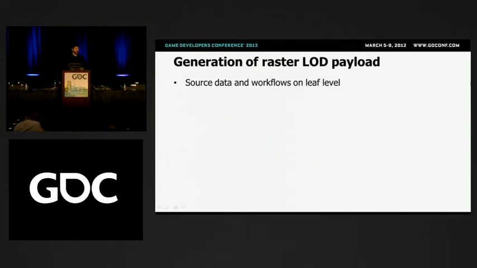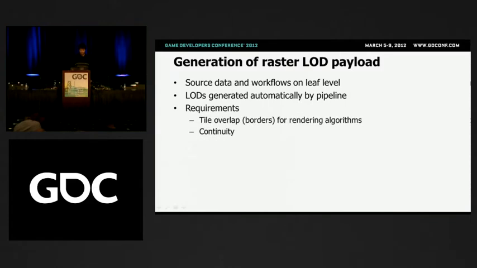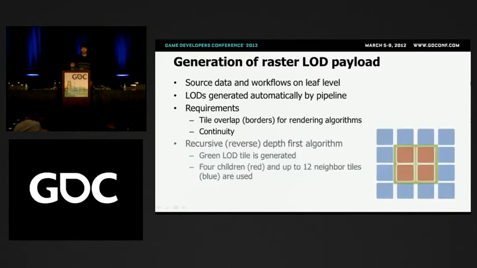The LOD payloads are completely hidden from the user of the system. The user only works at the leaf level, so all the source data is at leaf level, and the LODs are generated and added at pipeline time. We have to deal with a few requirements when we generate those LODs. For instance, we have to add some borders. Borders are needed for the rendering algorithms when we're using filter kernels that are bigger than 1 pixel. We also need to make sure that we have continuity between all the payloads or all the raster tiles.